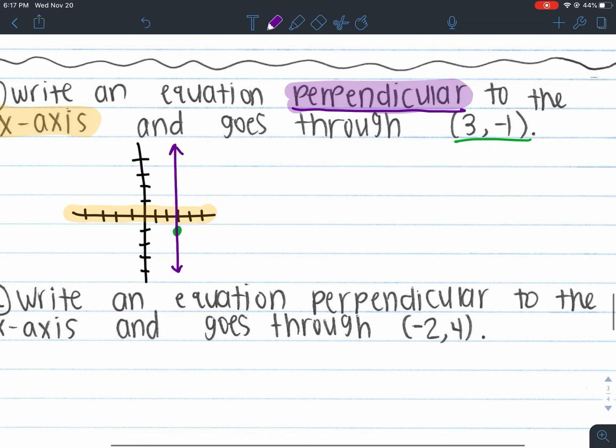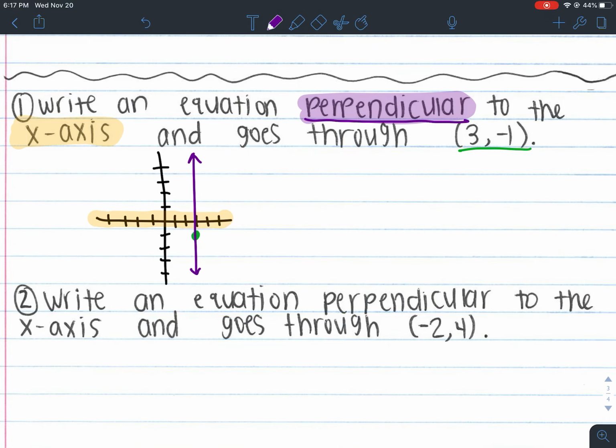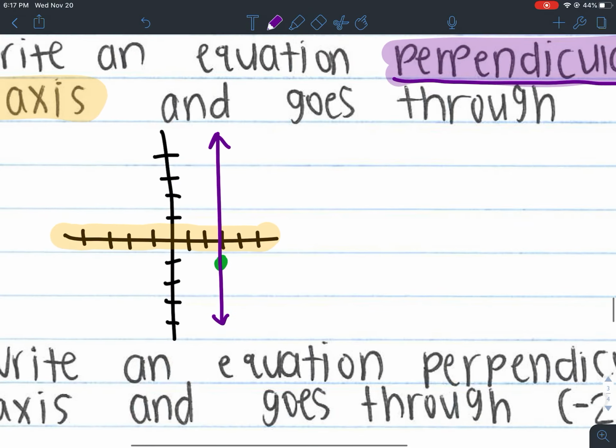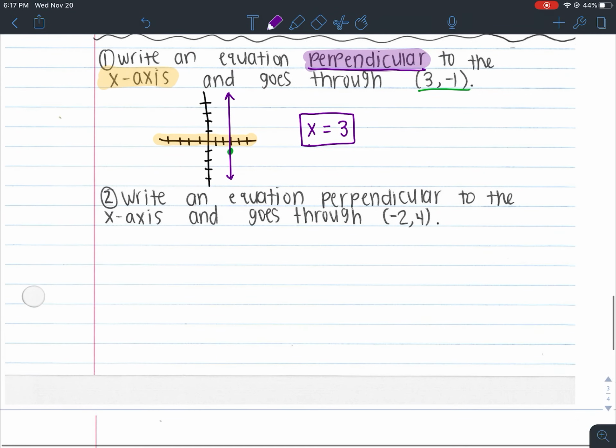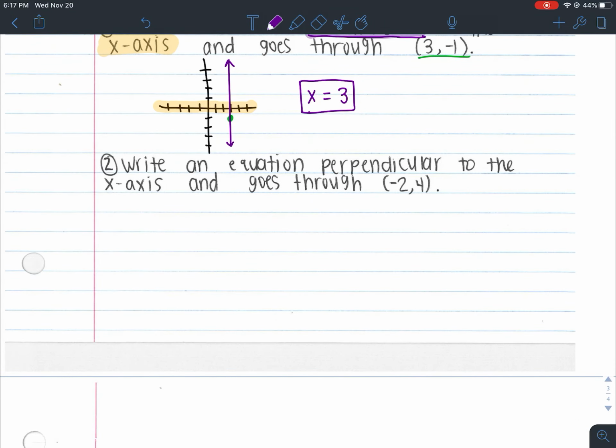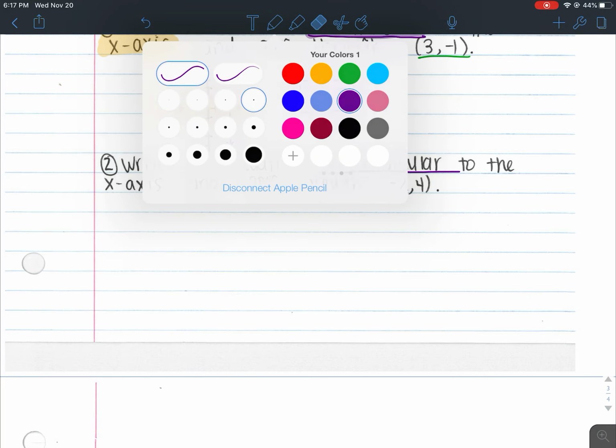So the equation of this line, well, if it's a vertical or a horizontal line, it's either x equals or y equals. And the way you know is what axis it crosses through. So my purple line crosses the x-axis. So I have x equals, it crosses at the point positive 3. Okay? Number 2, write an equation perpendicular to the x-axis and goes to the point negative 2, 4.